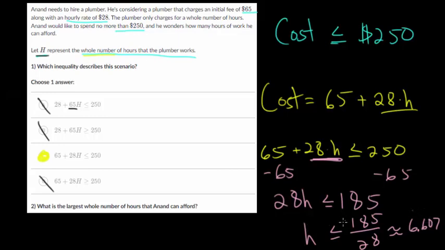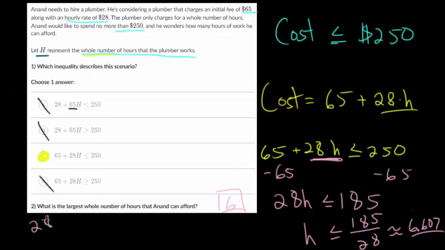And since H has to be less than this number, if he worked 7 hours, that would put him past the $250. So he can't afford that. But if he works 6 hours, that's the most that he can afford. That's the largest whole number less than what we have H being less than or equal to. So 6 hours is the largest that he can afford. And you can test it. You can always check these at the end.